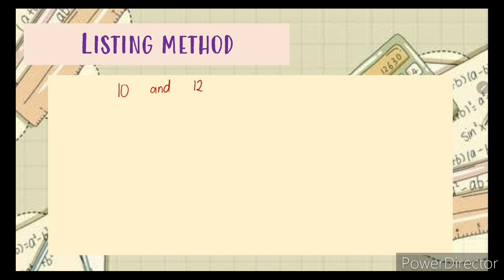So, pag sinabi natin listing method, we will list all of the factors of the given numbers. So, factors, hanapin muna natin yung factors ni 10. What are the factors of 10? We have 1 times 10 and 2 times 5. So, ilista natin lahat ng factors ni 10 from the smallest to the greatest number. So, 1, 2, 5, and 10.